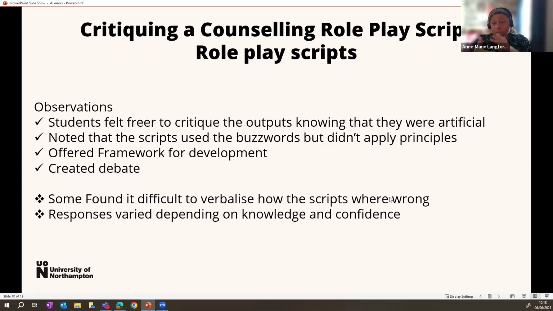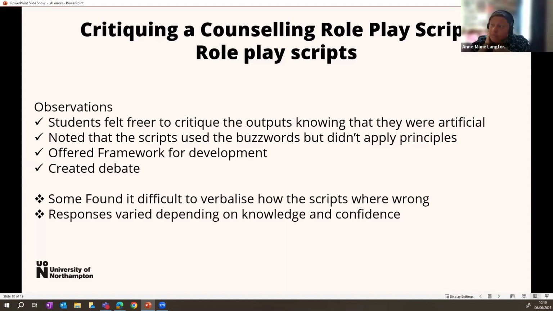And what I found when I used the scripts, and it was a really interesting observation that the students made, was that they said they felt freer to critique the outputs, as in the role plays, knowing that a human being hadn't written them. They were worried about being unkind to someone's work. And if a computer had written it, it didn't matter. They weren't going to hurt anyone's feelings. So that was really nice. They noted that the scripts tended to use the buzzwords without really applying the principles. And that is to be expected because Gen AI is a parrot, right? And the scripts offered them a framework for further development, and it did create debate amongst the groups.